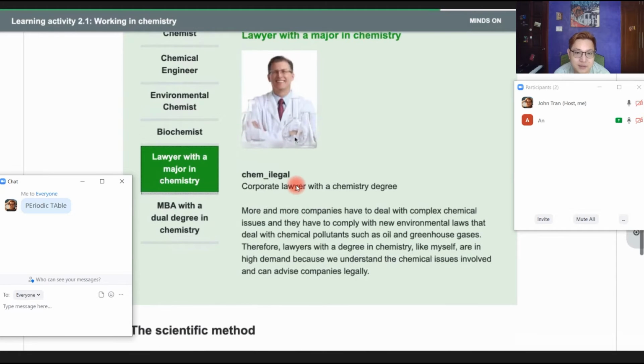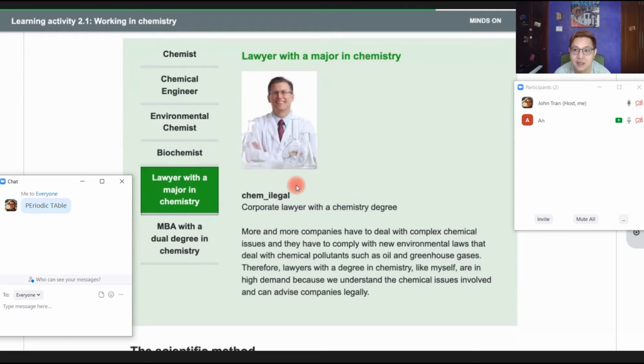A lawyer with a major in chemistry. For example, if there are any kind of cases where people sue each other related to chemical spills or chemical damage or chemical attack or something like that, a lawyer with a major in chemistry will understand exactly what to do, what the damage is, and what the law is against such an attack or such damage. Otherwise, they wouldn't know.